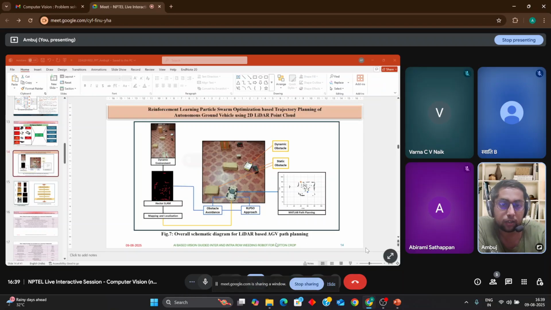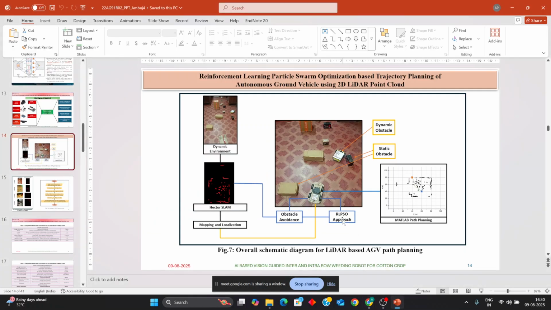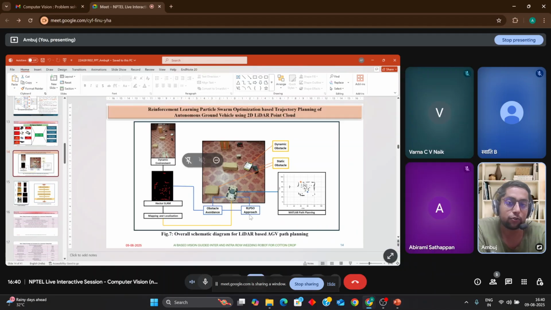Now you try to see this particular slide. In this slide, I have used the concept of path planning. This is my own research paper in which I have planned the path of a robotic vehicle. This one is the robotic vehicle. In the center itself, you can see this robotic vehicle along with the lidar sensor placed on top of it.